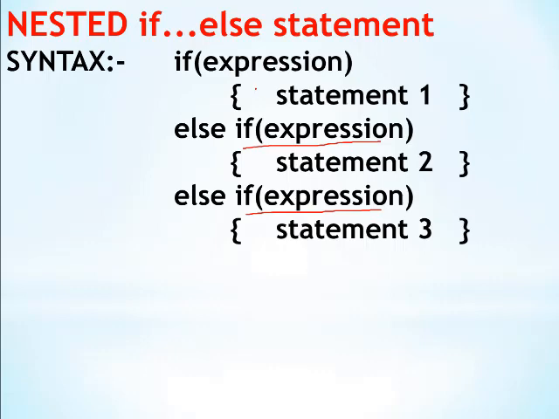Now how will this part execute? If this is true, it will execute this part, whatever you have written within the curly braces here, and then come out. And if this is false, then only it will come to the else part and check another condition. Again, if this condition is true, it will execute statement 2, and if this expression is false, then it will come to the next else.